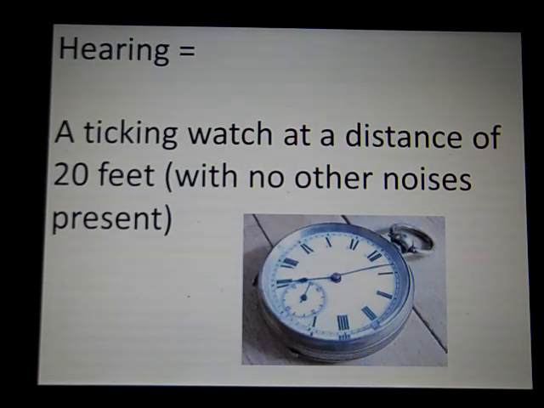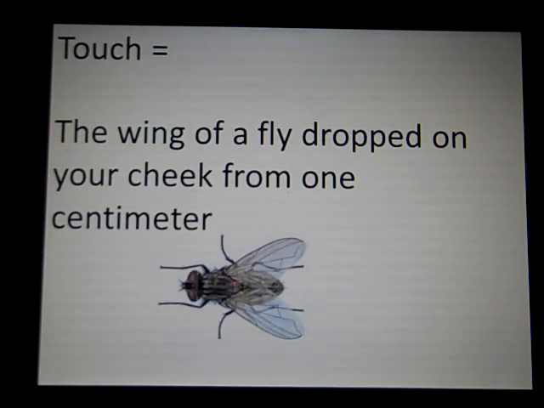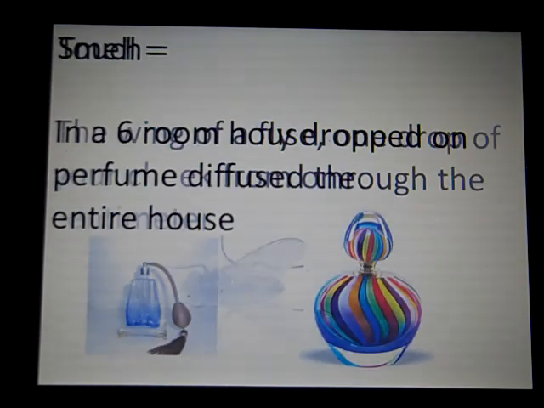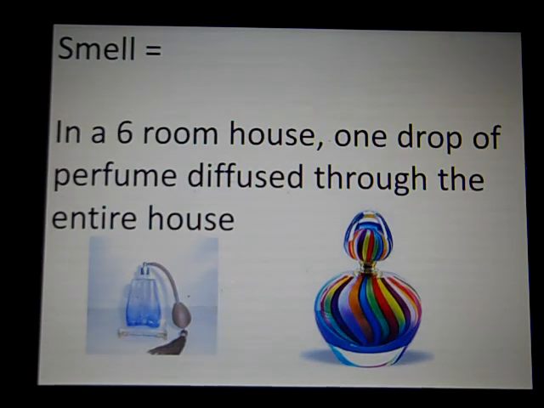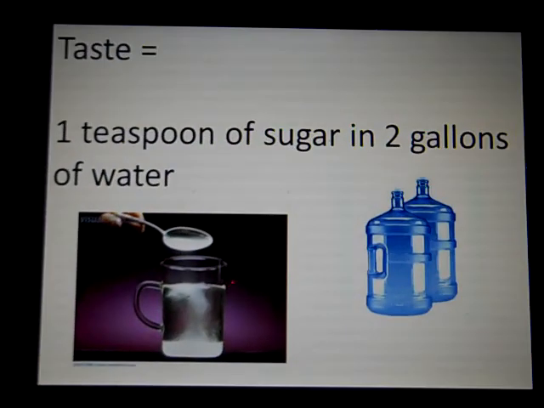For hearing, a ticking watch at a distance of 20 feet. If there are no other noises present, most of us with normal hearing can hear that. Now when you get beyond 20 feet, it gets very difficult to notice that sound. For touch, the wing of a fly dropped on your cheek from 1 centimeter is the detection threshold for touch. For smell, in a 6-room house, 1 drop of perfume diffused through an entire house if there are no other smells present. If you get a house that's bigger than that, or if you get different smells in addition to the perfume, you're probably not going to be able to tell that there's 1 drop of perfume.